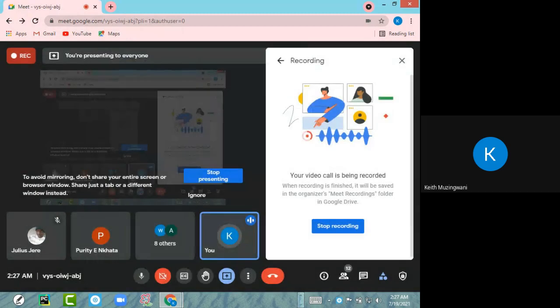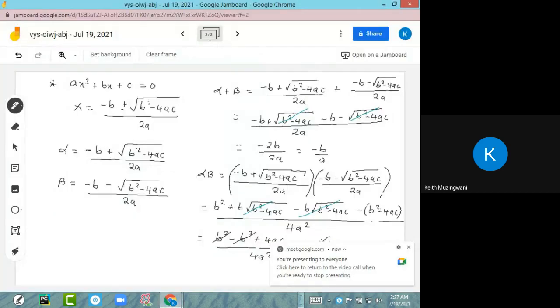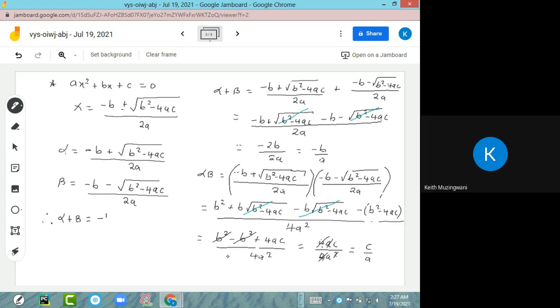So when the 4's cancel, you notice that the a and the a square will cancel. So we just remain with 1a from down. So what we have observed is that alpha plus beta is just the same as negative b over a. We've also observed that if you multiply the two, it's just the same as getting c over a. This is very, very, very important. Now let's see if this is true.